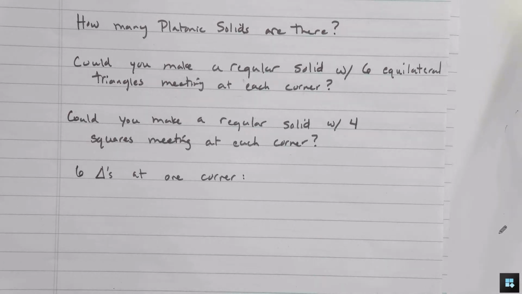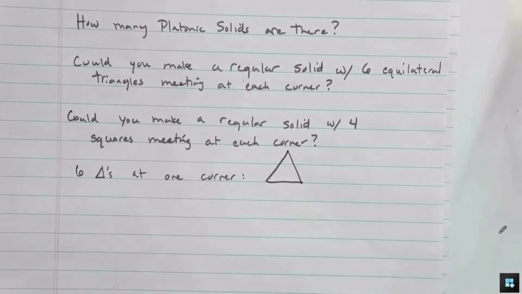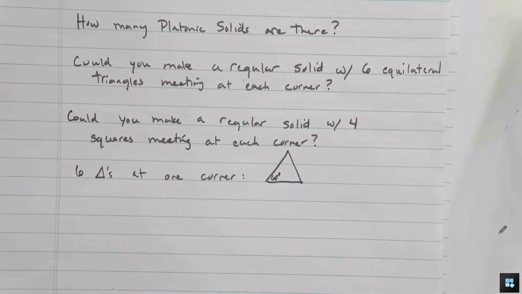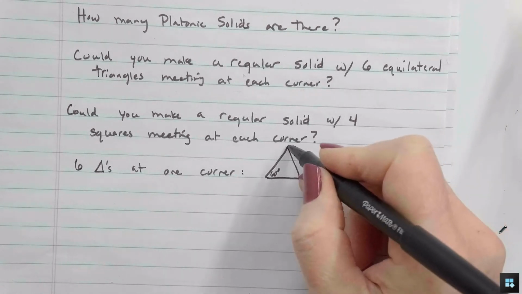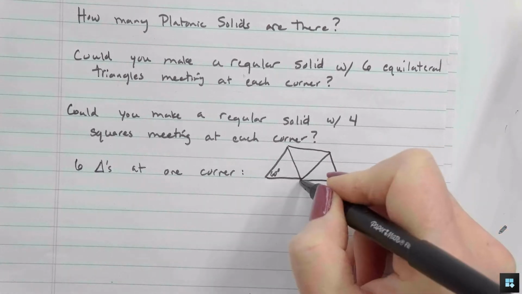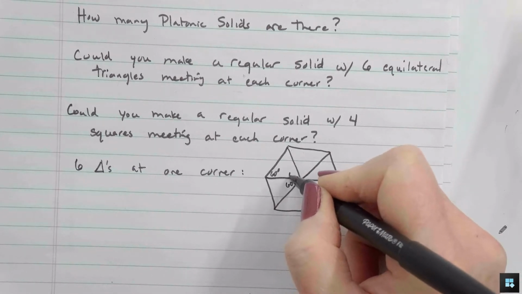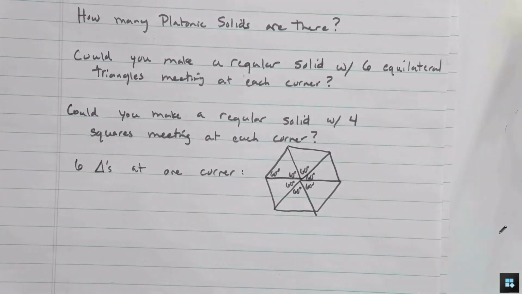Well, let's think about it together. So how many degrees are in each corner of your equilateral triangle? 60. Yes, exactly. 60 degrees. Because you have 180 degrees and it's split equally among the three corners. So if you had six equilateral triangles meeting, how many degrees does that make? How many degrees would that make? You can get your calculator if you need to. Yes? 360.